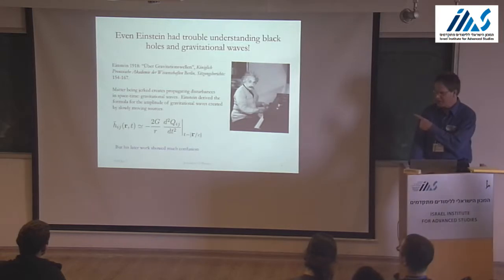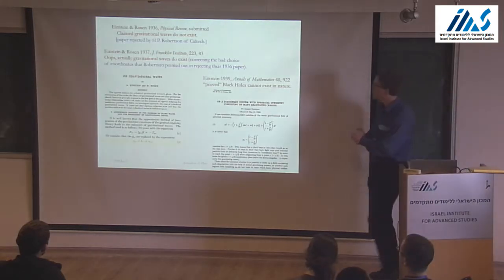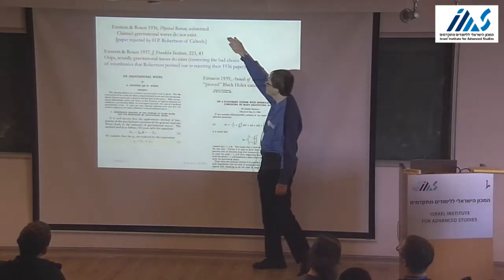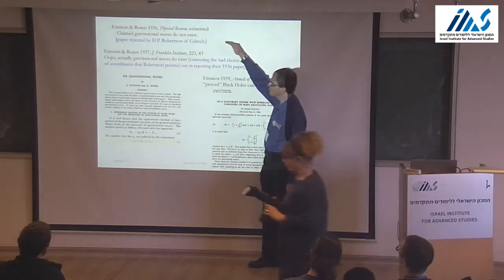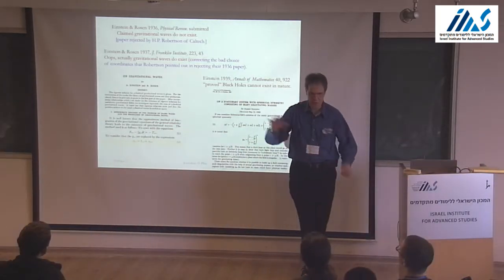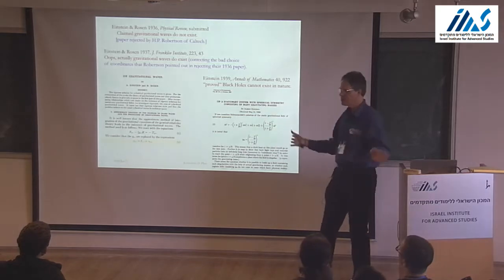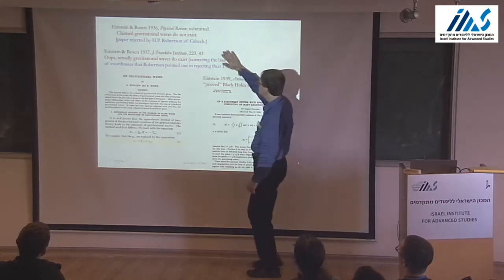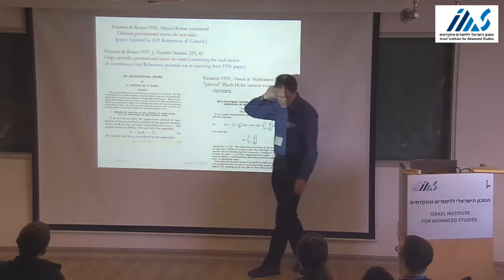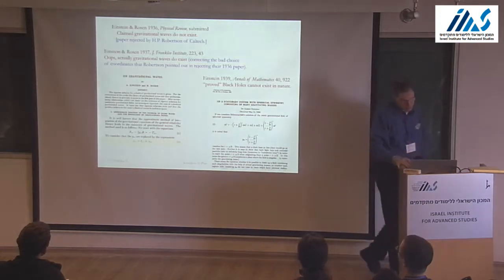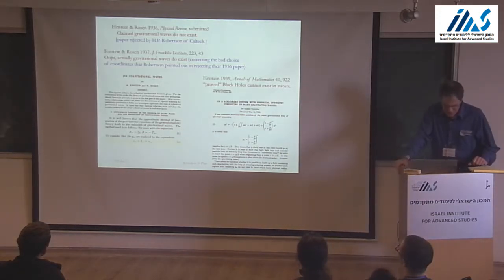But that was 1918, and about 20 years later, he and Rosen submitted a paper to Physical Review which explained that gravitational waves did not exist. They were purely a gauge phenomenon. They had no physical meaning, and they didn't exist. H.P. Robertson at Caltech rejected the paper. This was submitted to PhysRev Letters.